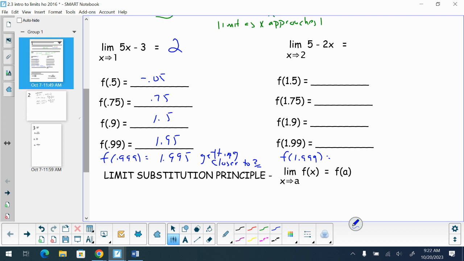Jacob, what do you have? Write down your values: 2, 1.5, 1.2, 1.02, and 1.002. What are we getting closer to? 1. Getting closer to the value of 1.